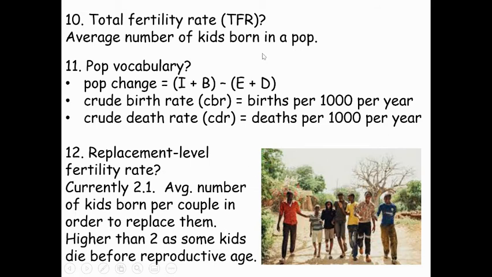A replacement level fertility rate. So currently globally, or at least when this book was written 2-3 years ago, it was 2.1. So it's the average number of kids born per couple in order to replace the couple. And you might wonder why it's not exactly 2. If we're talking about a couple of 2, some children die before they get to reproductive age, so technically they cannot replace the parents if they're dead.